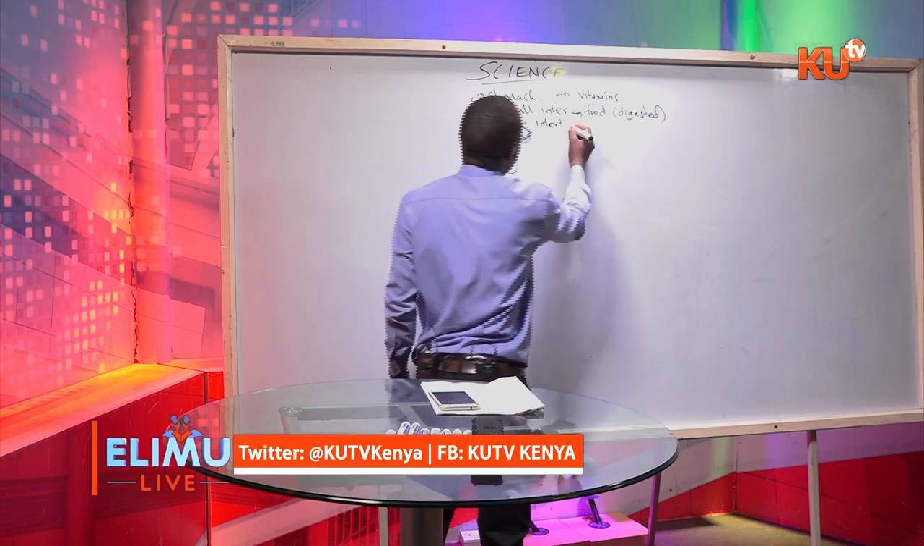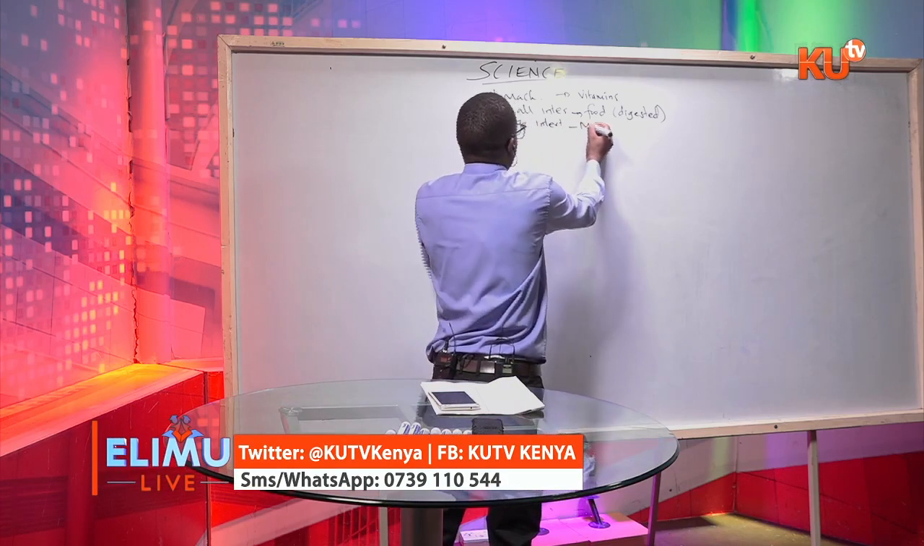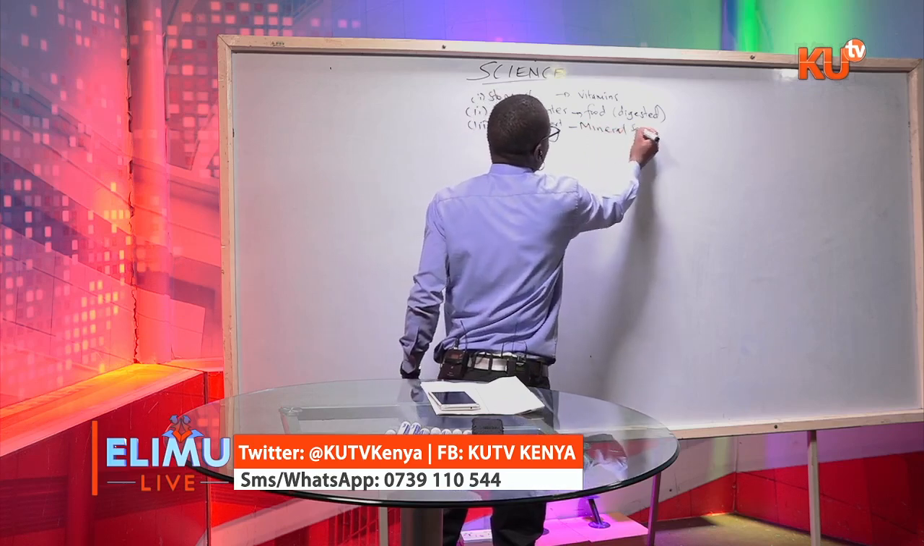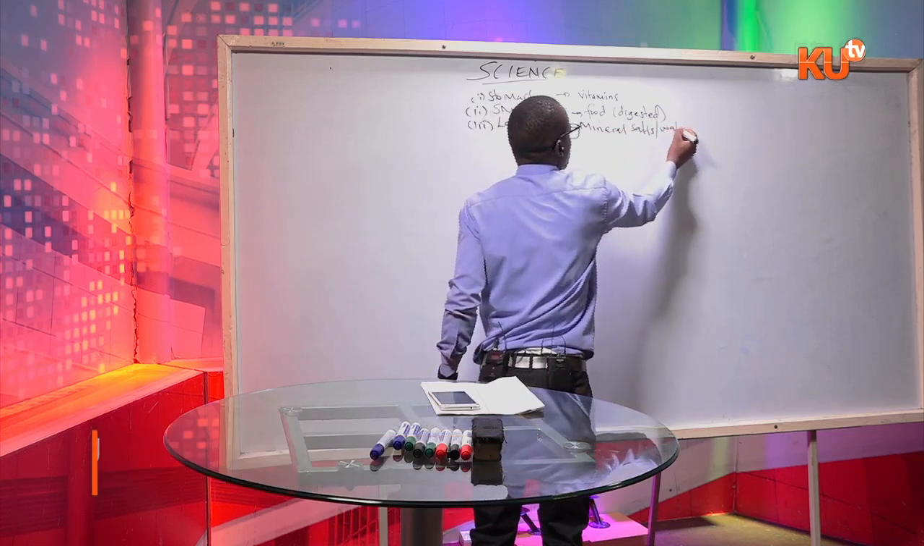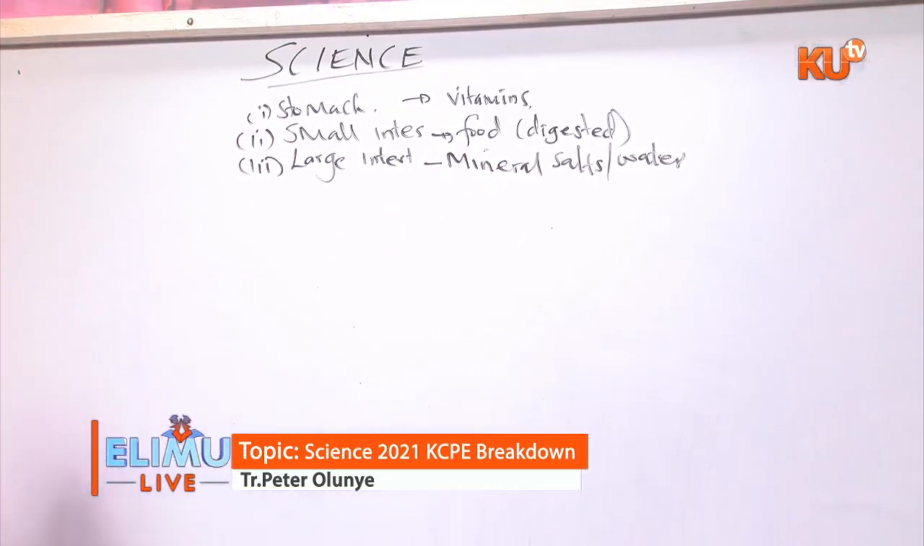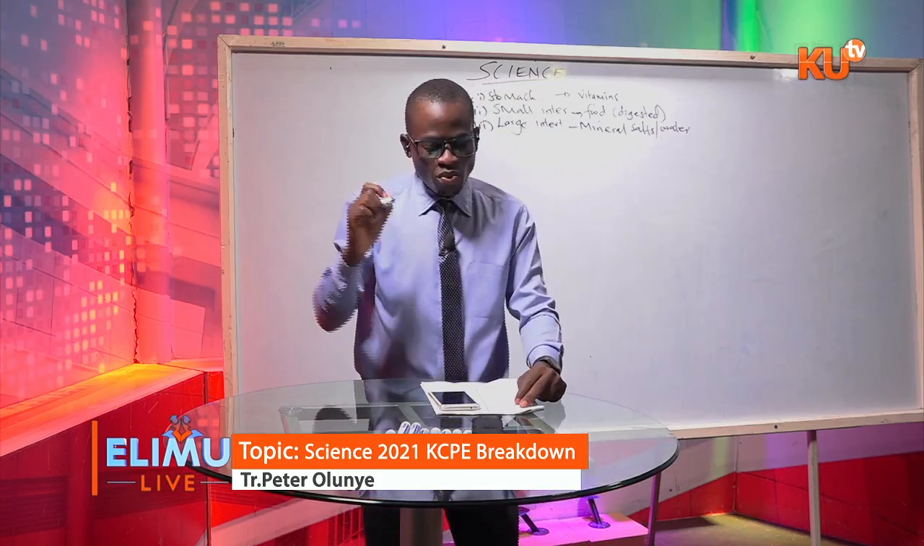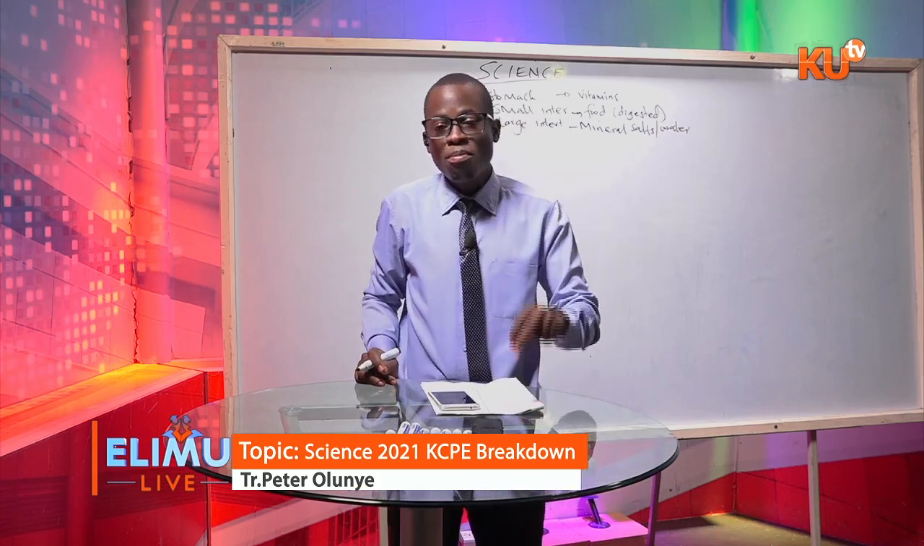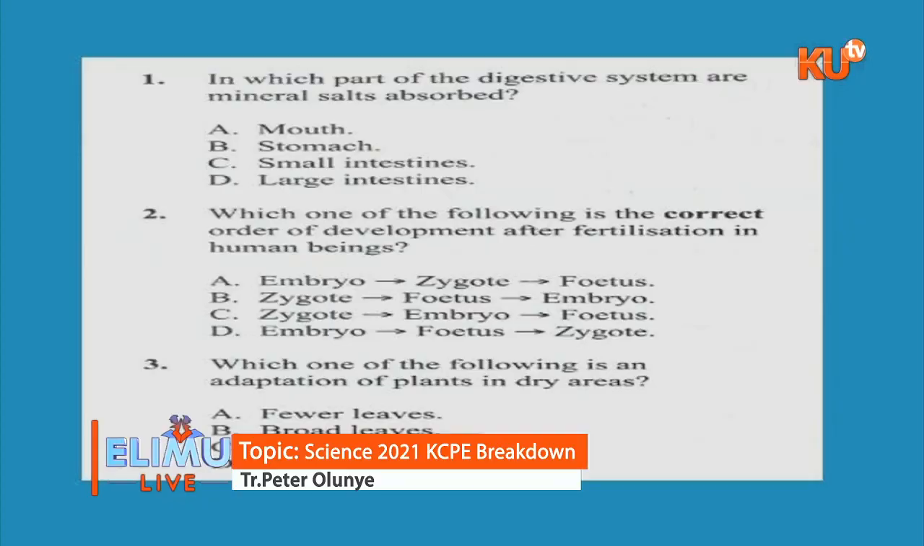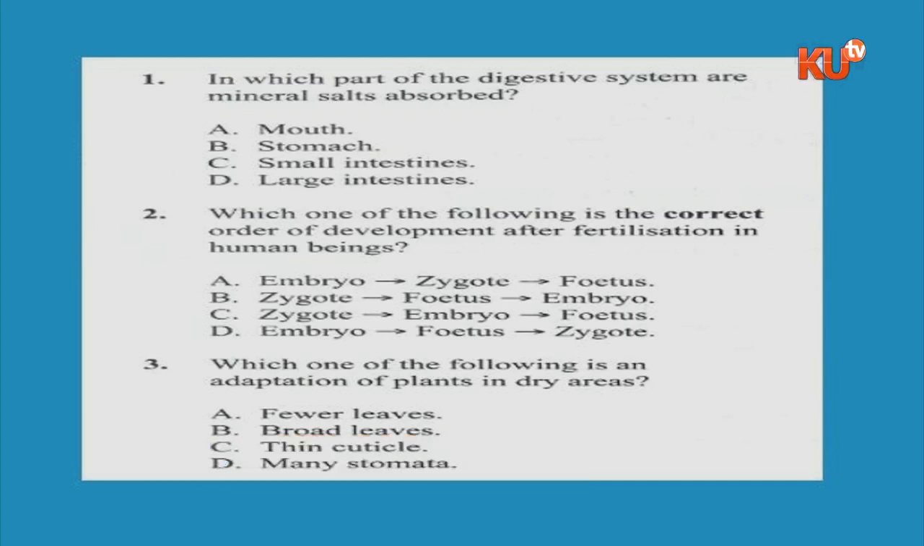Then we have the large intestine where we have mineral salts and water. Here we have absorption of mineral salts and water. Now, let's go back to the question. In which part of the digestive system are mineral salts absorbed? Definitely, boys and girls, even you, I think you know now the answer: the large intestine was the correct answer in that question. D was the correct answer.